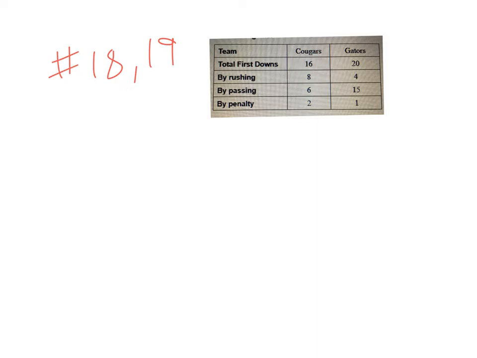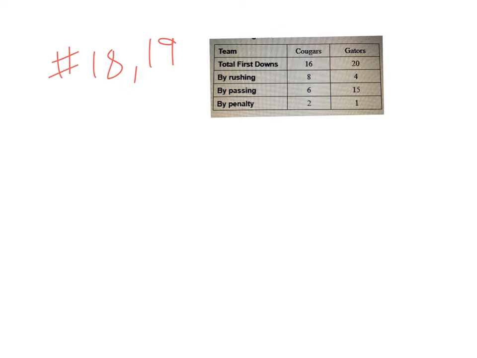Okay, let's do number 19. It says, which team had a smaller percent of first downs by penalty? So let's look at Cougars first. Okay, penalty, they had 2 out of 16. Penalty, Gators had 1 out of 20. So we have to make that comparison.